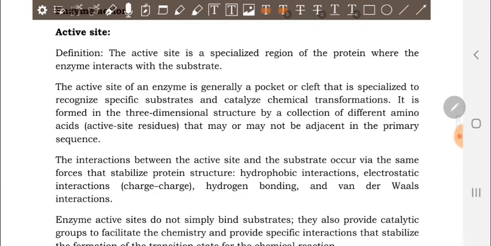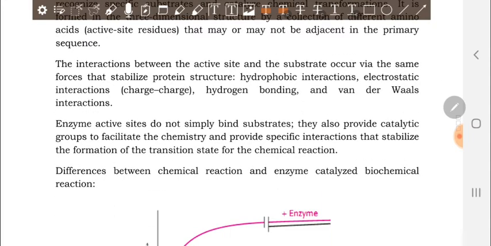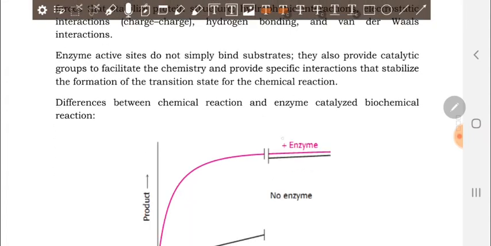That is what is called the active site. The active site of an enzyme is generally a pocket or a cleft, placed on the surface or otherwise in the gorge of the enzyme. This interaction depends on the charge: hydrophobic interaction, and if it is charge, electrostatic interaction, hydrogen bonding, and van der Waals forces. So all four interactions are very important to form the binding of substrate to the substrate binding site. That is the active site on the enzyme.